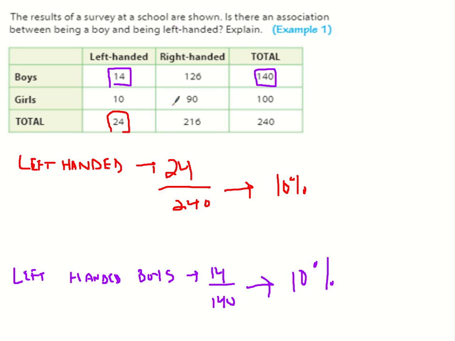So here's what I got. If you are left-handed, there's a 10% probability of you being left-handed, or a relative frequency of 10% for people being left-handed based on this survey. There's 24 total left-handed people out of 240. That is 10%. Left-handed boys, if we're looking at just amongst the boys, 14 out of the 140 total are left-handed. So 14 out of 140 boys are left-handed. That is also 10%. So there's no association, because it's the same amount. Okay, so that just means that it's just as random for being a boy and being a girl.